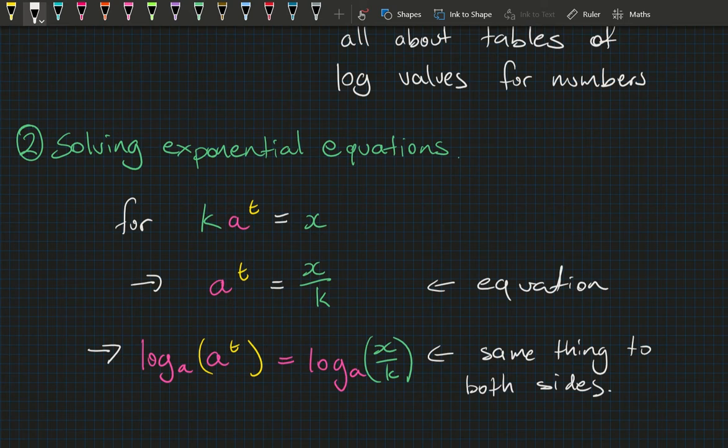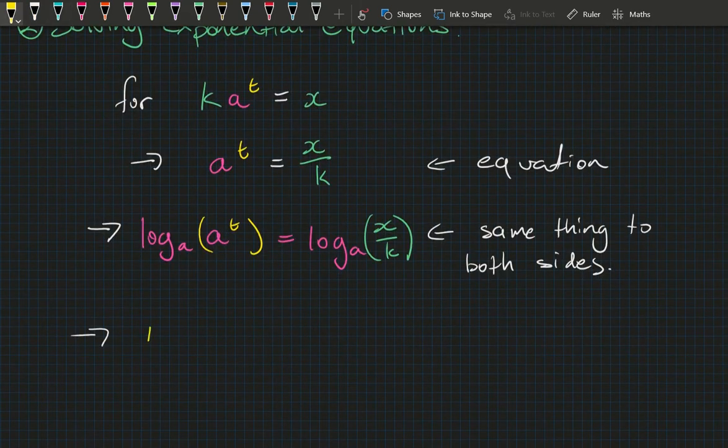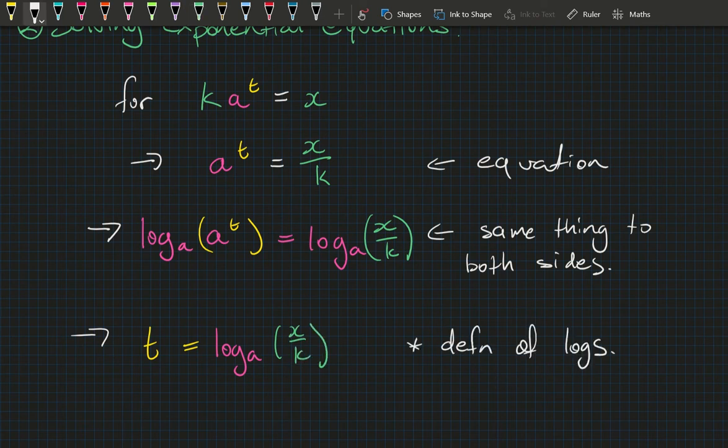And if we look at the left here, we've got log base a of a raised to t. Well, that's just equal to t. And so now we've got t is equal to log base a of x divided by k. And all we did there was use the definition of logs. So as I said, you would have seen equations like this in the exponential block.